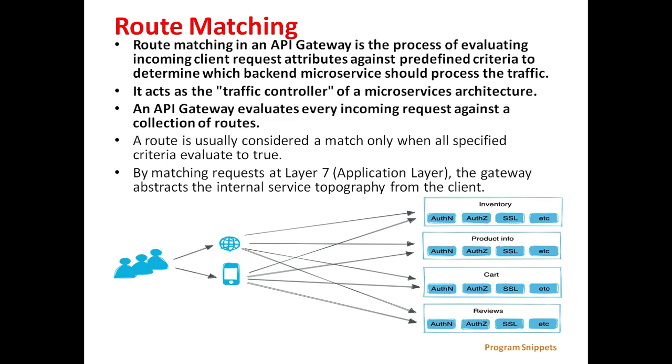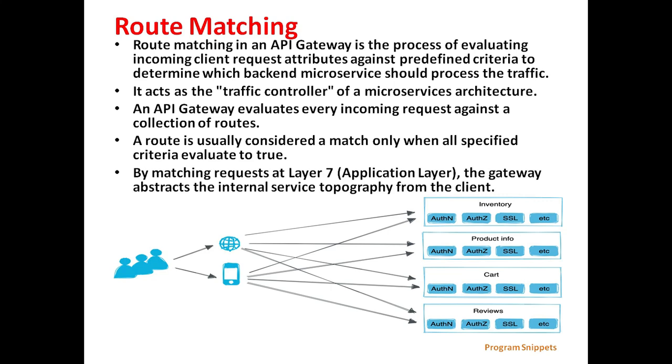An API gateway evaluates every incoming request against a collection of routes. A route is usually considered as a match only when all specified criteria evaluate to true. By matching request at layer 7, that is application layer, the gateway abstracts the internal service topography from the client.